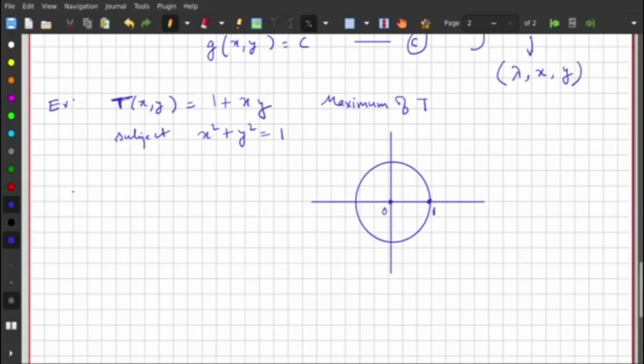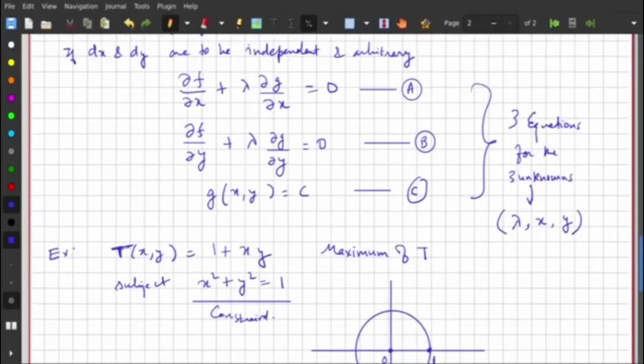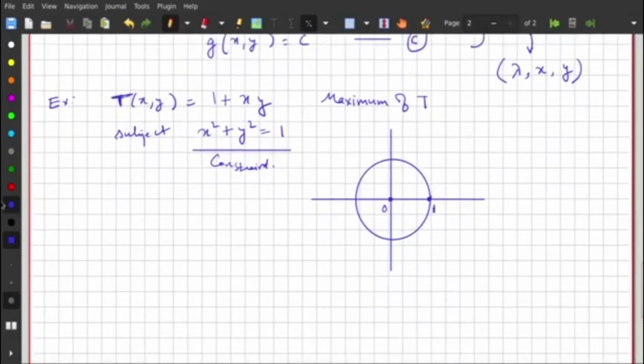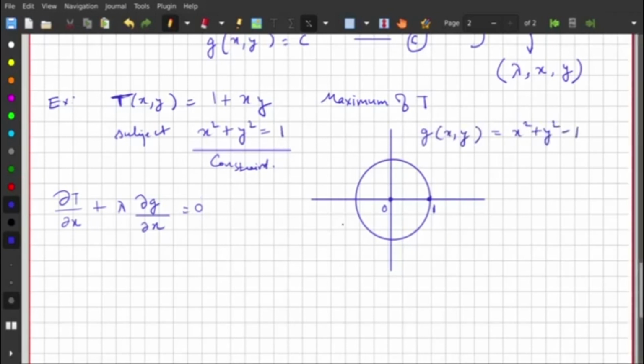So we have one constraint. This is the constraint equation. So we can write all these equations A, B, and C for the specific case. That will become partial t partial x plus lambda times partial g partial x equals 0, where let's define g. So g of x comma y is basically x square plus y square minus 1. So g equals 0 defines the unit circle.